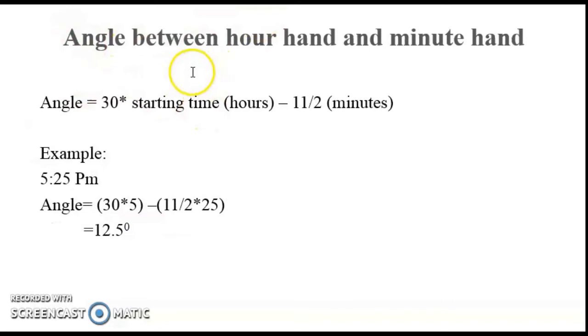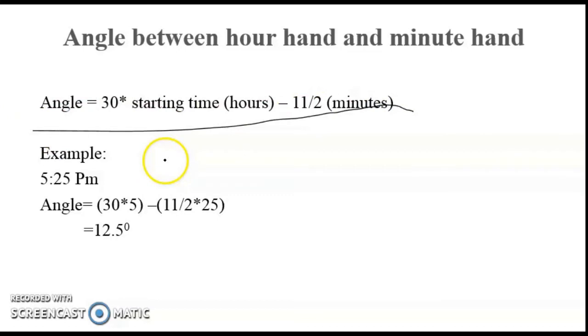Now the next topic, angle between hour hand and minute hand. The angle formula is given by: angle equals 30 into starting time (hours) minus 11 by 2 (minutes). This formula is also important. Let's see with the help of an example.